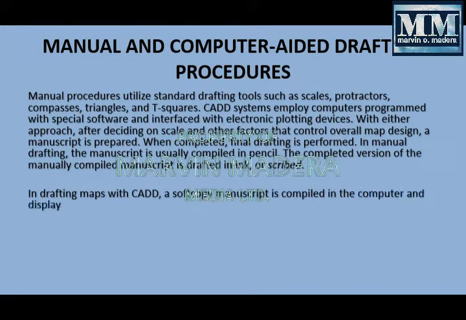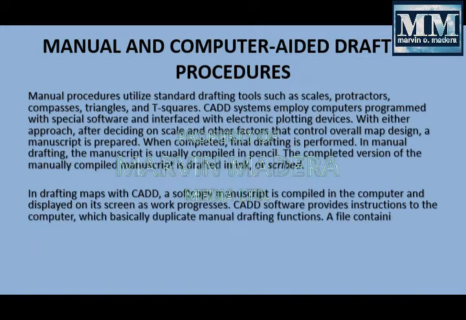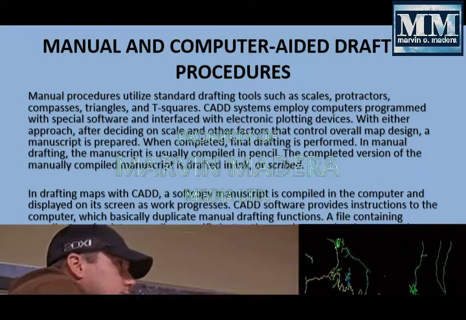In drafting a map with CAD, a soft copy manuscript is compiled in the computer and displayed on its screen as a work in progress. CAD software provides instructions to the computer which basically duplicate manual drafting functions. A file containing the coordinates of points as well as the specific instructions on how to plot them must be inputted in preparation for mapping.